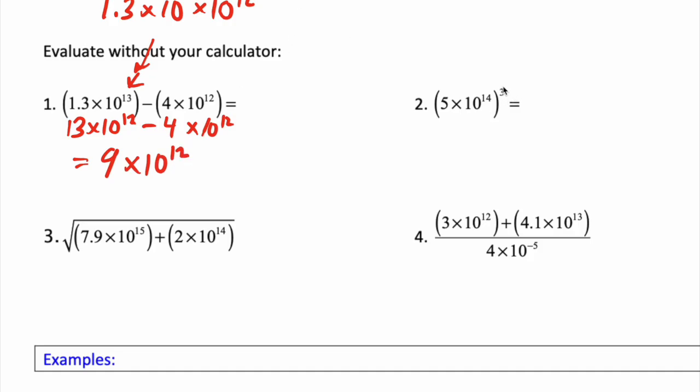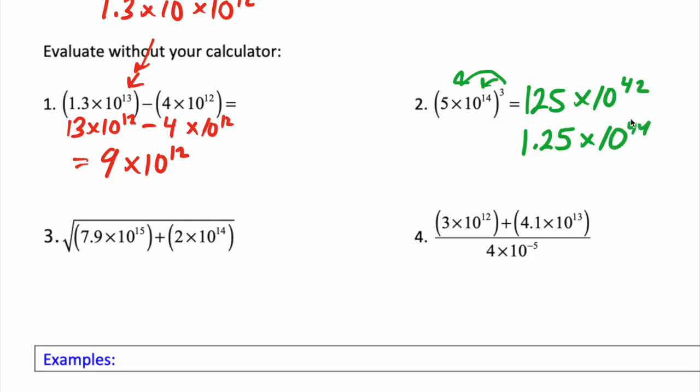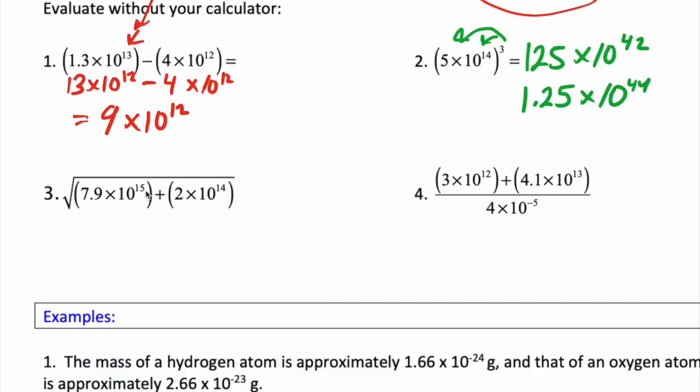Okay, next one. You apply the exponent to everything in the brackets, and you get 125 times 10 to the power of 42. But this is not in scientific notation. This number needs to be between 1 and 10. So we need to move the decimal 2 places. Okay, we're making this number smaller, then this one becomes bigger. Okay, it's kind of like you're doing 125 times 10 to the negative 2 times 10 to the 44. This becomes 1.25.